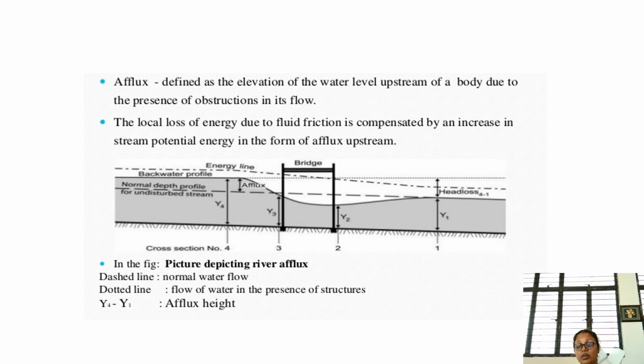So this afflux creates some kind of energy loss due to fluid friction, and this can be compensated by an increase in stream potential energy in the form of afflux upstream. So whatever the local loss of energy will be there due to fluid friction, this is compensated by an increase in stream potential energy in the form of afflux upstream.